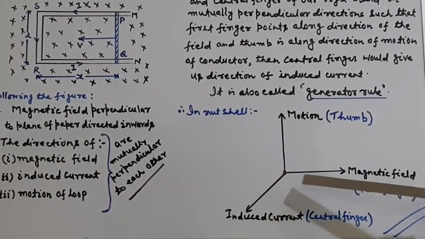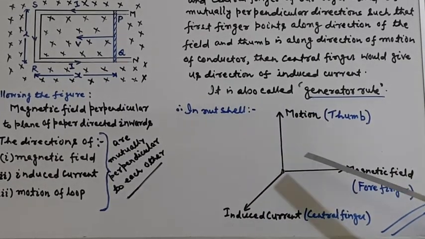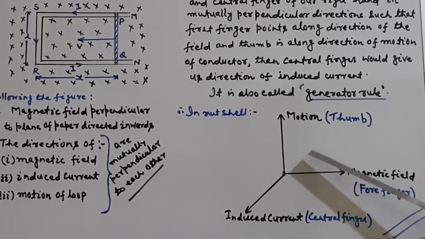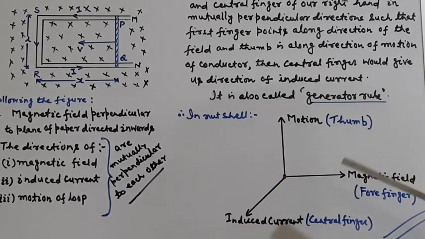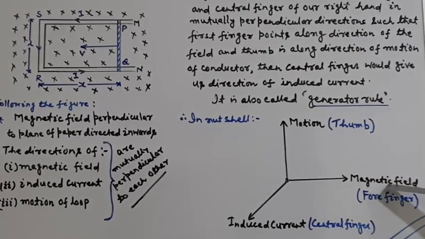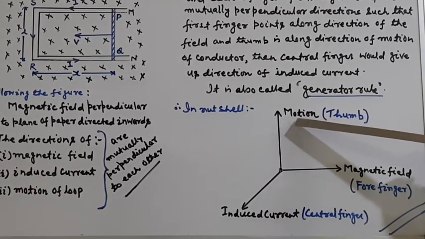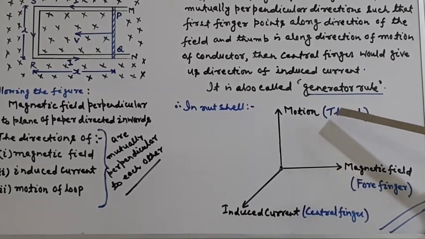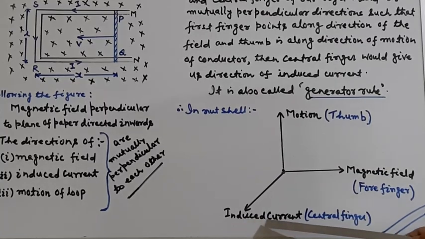X, Y, Z, three axes I have taken, all three mutually perpendicular to each other, and with the help of these three axes we can represent the motion of the conductor, magnetic field and the induced current. Look at over here. Along the x-axis, the magnetic field is represented by the forefinger. Along the y-axis, the motion of the conductor is represented by the thumb.